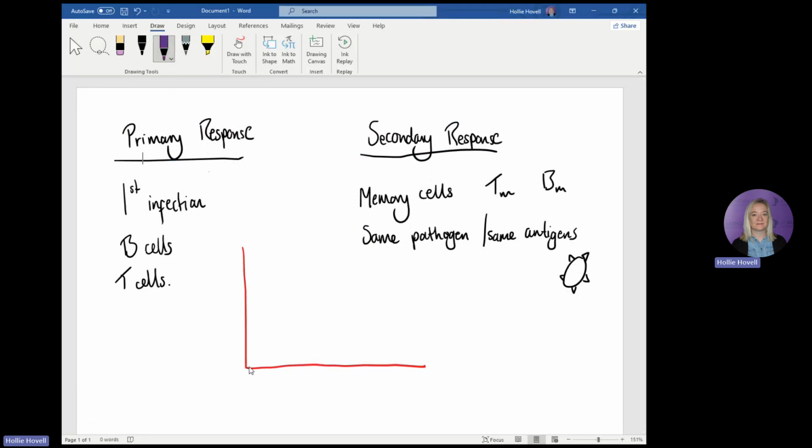So there's a really famous graph about primary and secondary response that you need to know. So it's about the number of antibodies, and it looks like this. So this number up the side here is the number of antibodies, and the axis on the X down here is time. So what this graph shows is that the first time you're infected, just put a number 1, you slowly make antibodies.